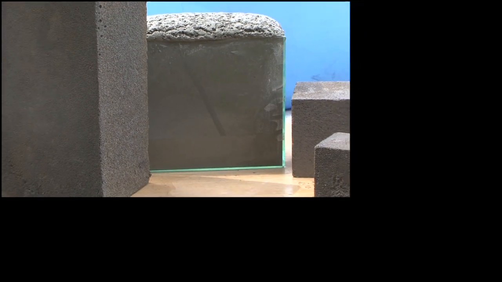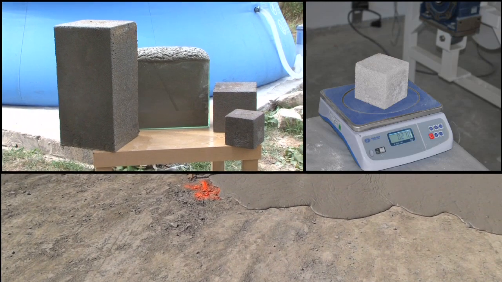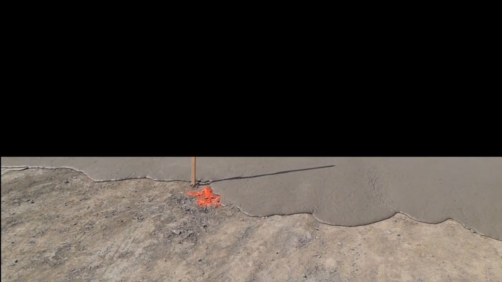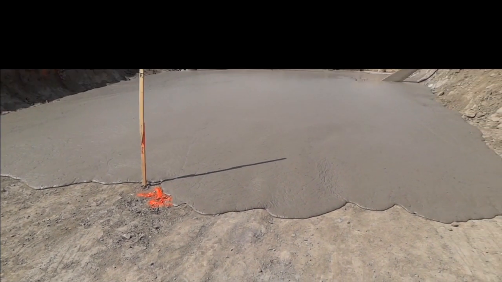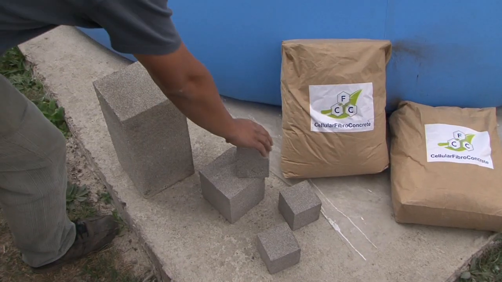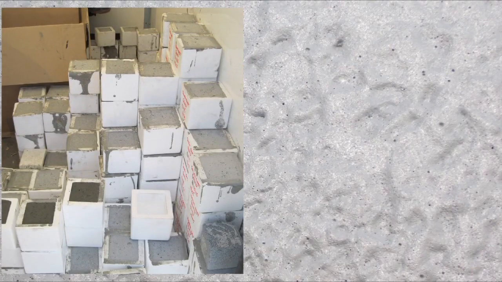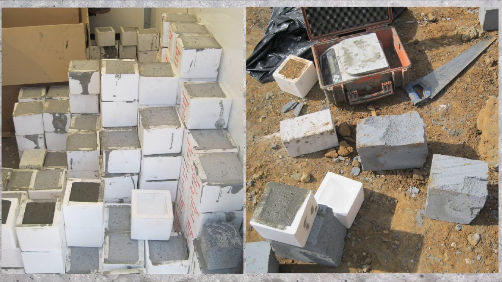Compared with traditional concrete, cellular or porous concrete is considerably lighter. Typical heavy concrete has a density of 2,400 kilograms per cubic meter, while cellular concrete can be made with various densities from 250 to 1,400 kilograms per cubic meter.